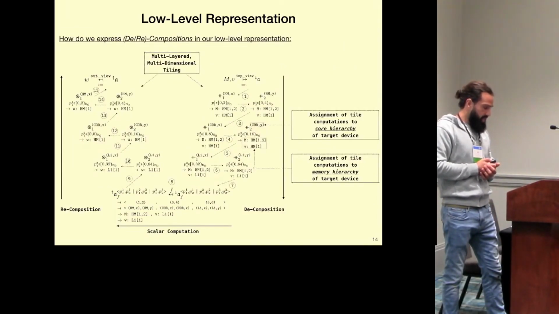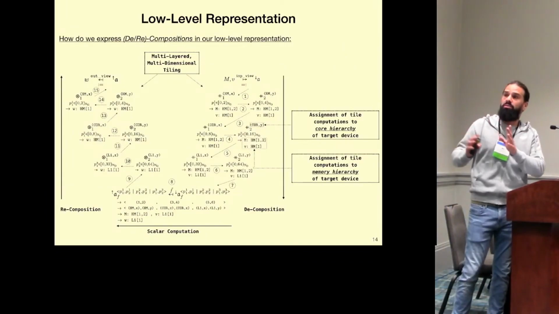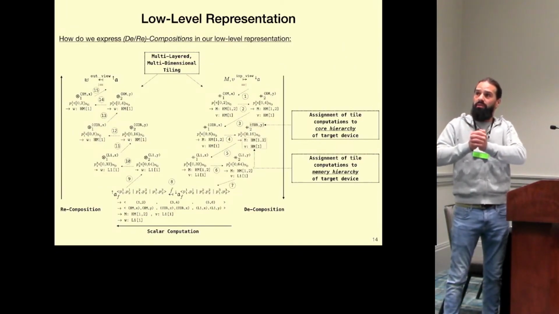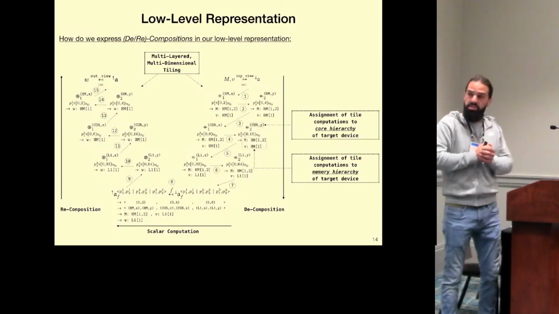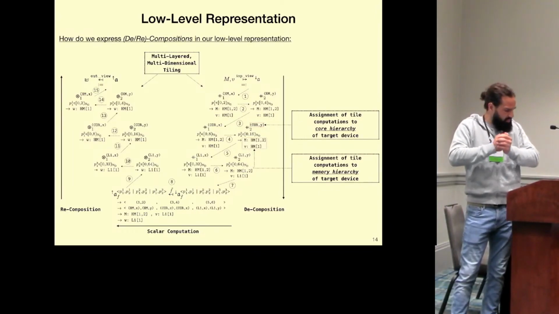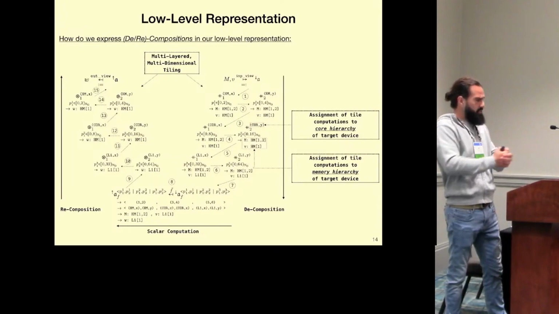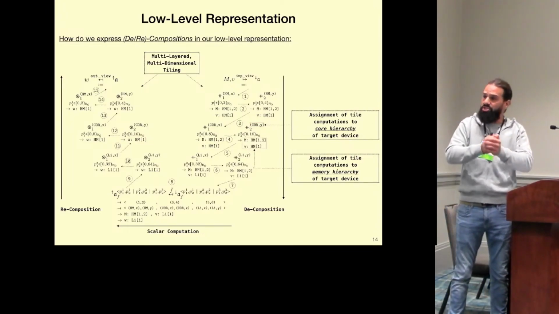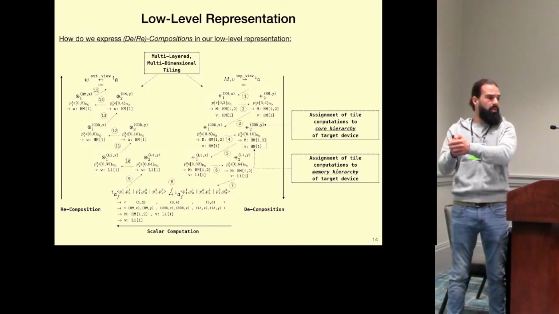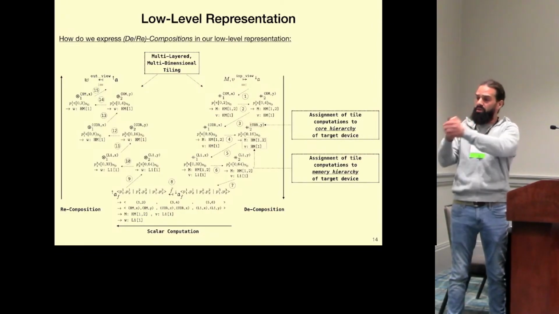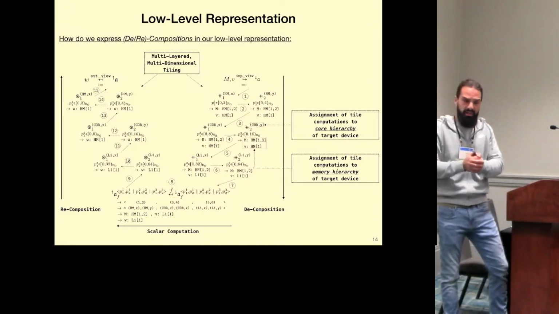Okay. Now, just very quickly, on just one slide, how do we express decomposition in our low-level representation? In our paper, we have many, many pages about that and a lot of formalism, but if we want to summarize this and speak very technically, we express formally a multi-layered, multi-dimensional tiling approach, and for each tile we say how it is assigned to the core hierarchy of the target architecture and how it is assigned to the memory hierarchy of the target architecture.